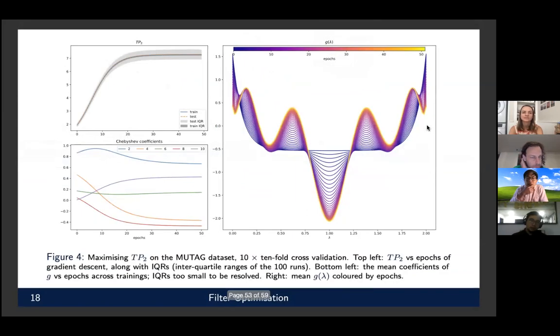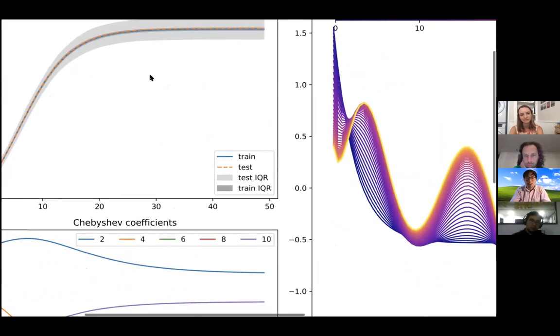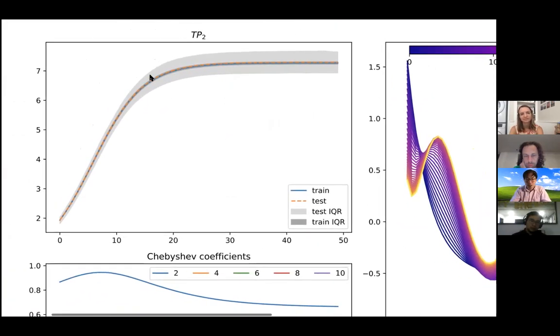So this is for the first molecular data set. And I can't really do this in a live presentation, but if I'm sharing screen, I can actually zoom in. So that's one benefit of doing this on Zoom. The x-axis is the number of gradient descent steps, and the y-axis is the TV2 value. For this data set, the test and train match very well. So it has some generalization properties, and the error bars are fairly constrained.